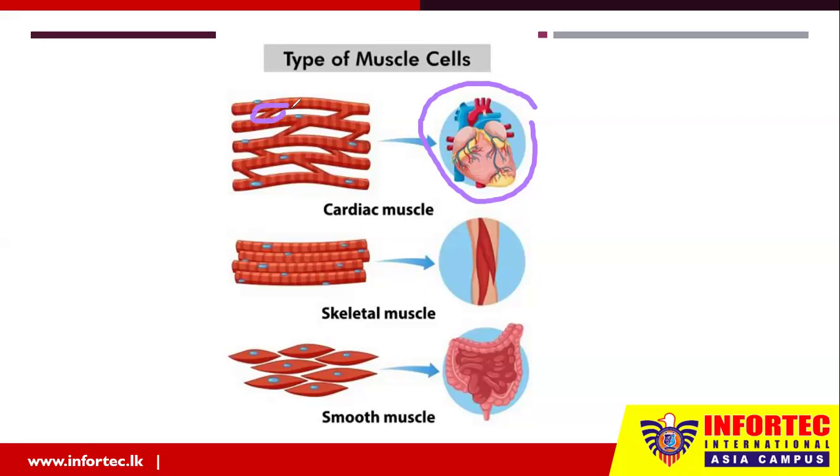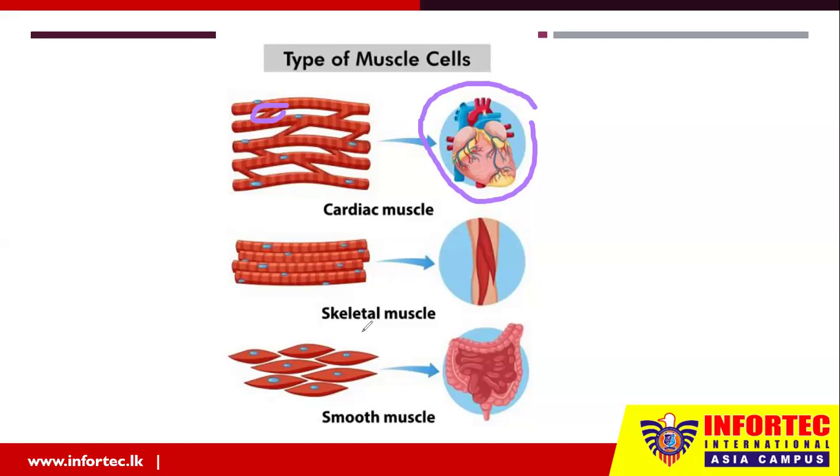The cardiac muscles we can only find in our heart. They provide rhythmic, continuous contractions. You can see in one cell there is a single central nucleus per cell in the cardiac muscles. So the muscle cells are striated, branched, with a single central nucleus per cell, and there are intercalated discs.